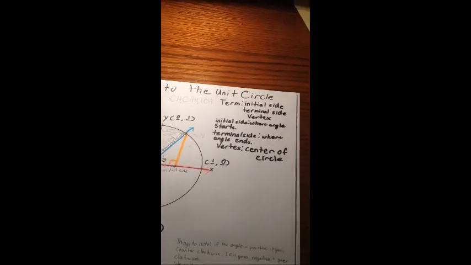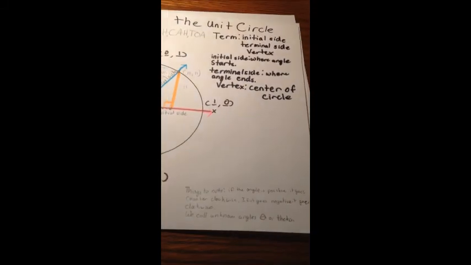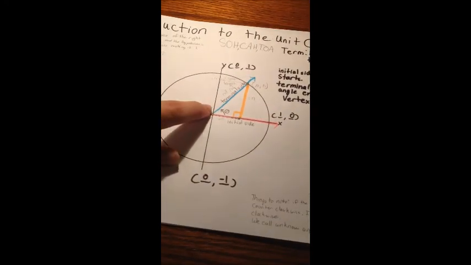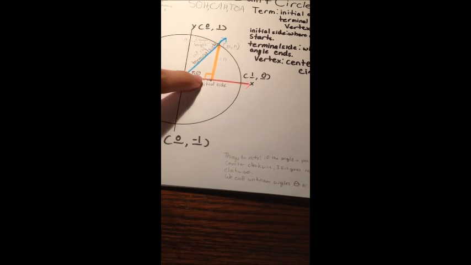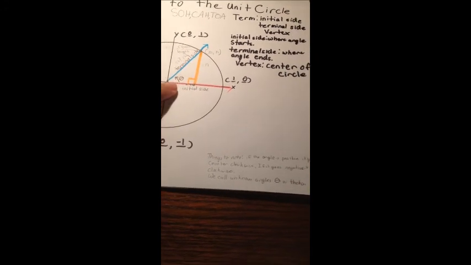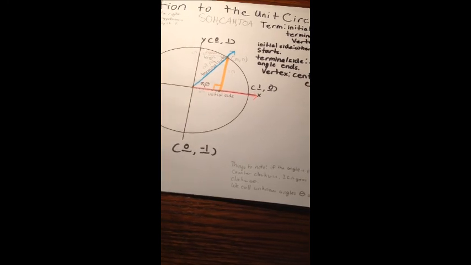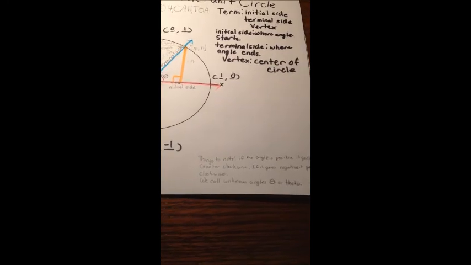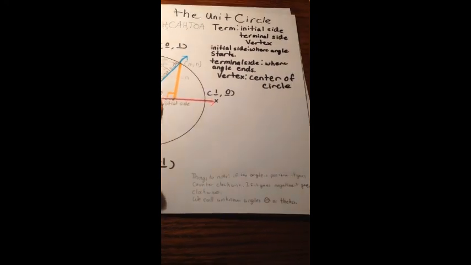Okay. There are some things you need to note before we get started, and those are right here. If the angle is positive, it goes counterclockwise, goes around that way, counterclockwise. And if the angle is negative, it goes clockwise. And the unknown is called theta.